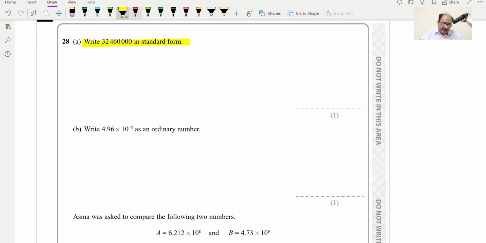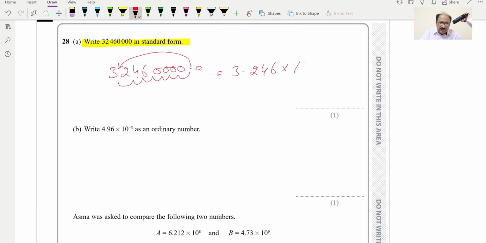To write in standard form, what we will be doing, 3 2 4 6 1 2 3 4 zeros, and we can consider the decimal over here. Now we jump the decimal to after the first non-zero number. So how many jumps will we be taking? 1 2 3 4 5 6 7 jumps to the left. So it will be 3.246 multiplied by 10 raised to the power 7, and this will be our final answer. 3.246 into 10 raised to the power 7. This will be the final answer.